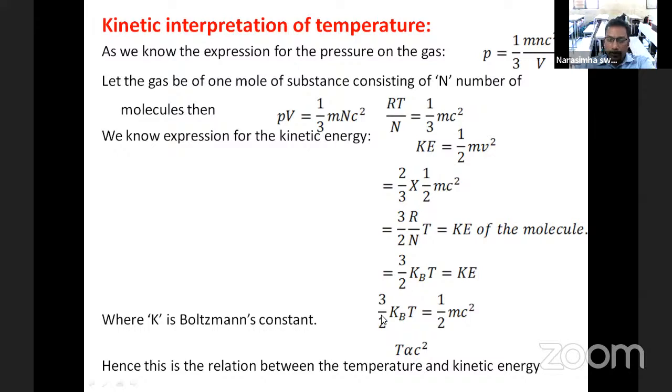Since all these are constants, we look at the relation between temperature and velocity. Our title is the kinetic interpretation of temperature. So temperature is directly proportional to the square of the velocity, that is T is proportional to c². Hence, this is the relation between the temperature and the kinetic energy.